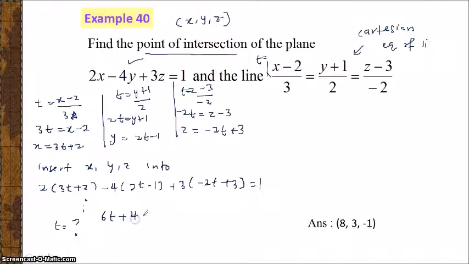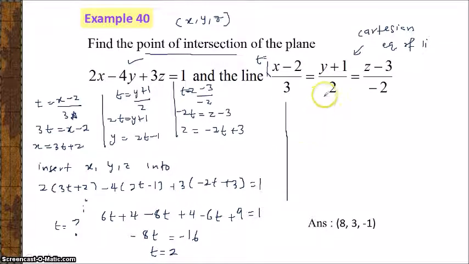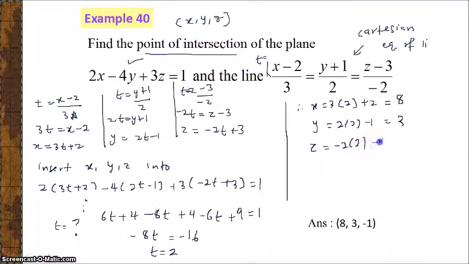Alright, so what is the value of t? Okay, so 60 plus 4 minus this one, and again, and then calculate everything. Negative 80 is equals to, I think, negative 16. So t is equals to 2. So you already get the value of t. Can you find the value of x, y, and z? I'm sure you can find this one. It's very easy. Alright, so plug in the value of t into x, y, and z value. So that's why you get the answer. So 8, 3, and lastly we get -1. So final answer is 8, 3, and -1.